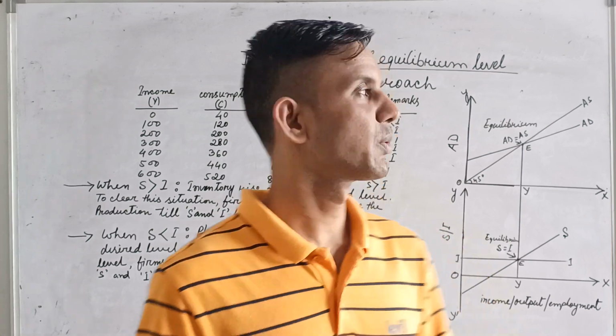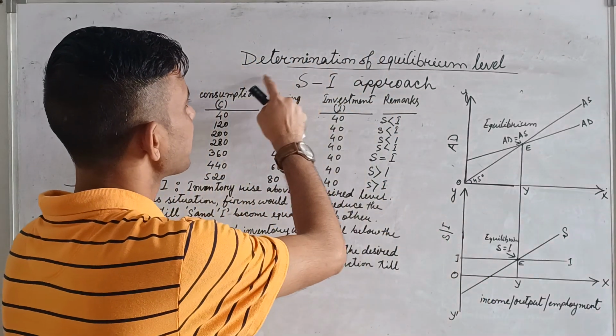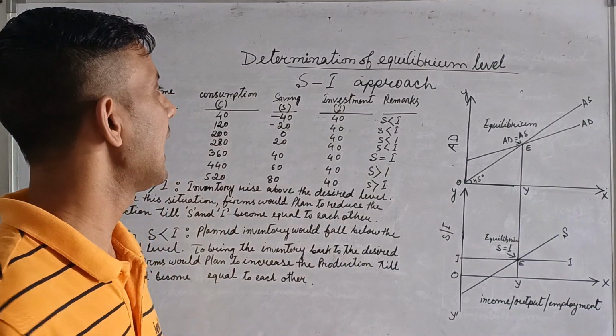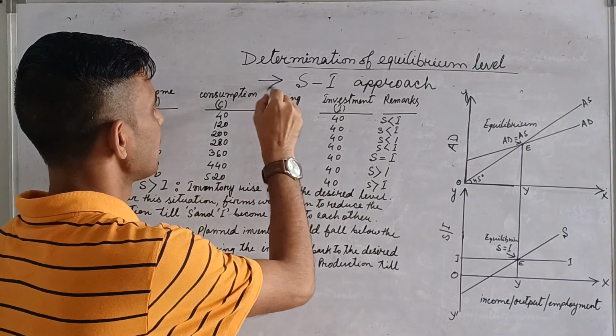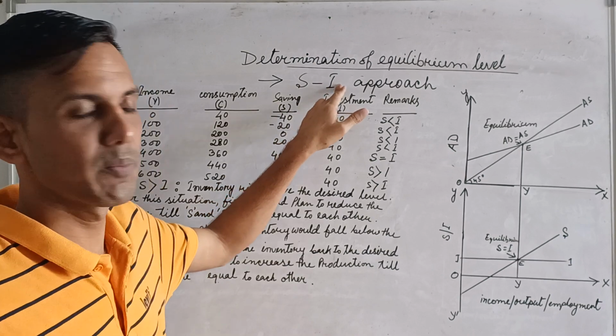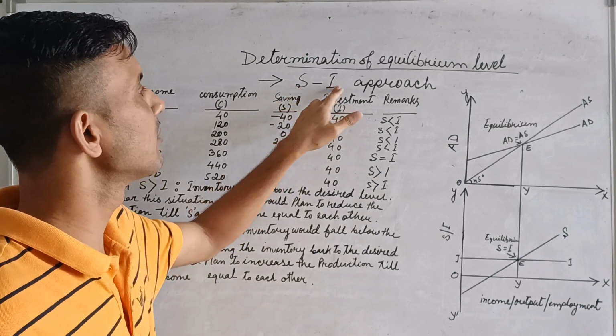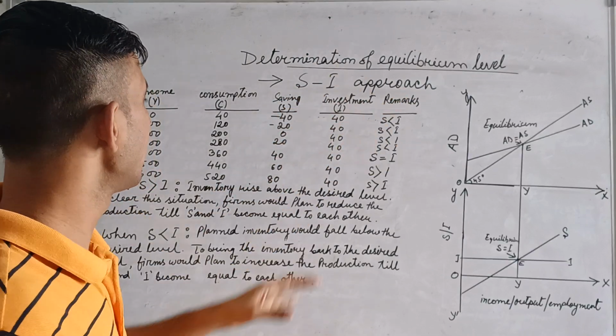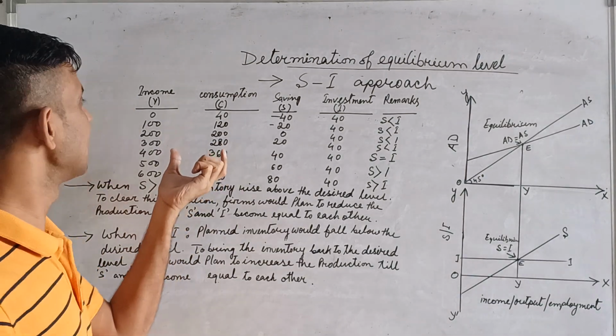Hello students, today we are going to discuss the determination of equilibrium level under the SI approach. What is the SI approach? S for savings and I for investment. It means the savings and investment approach. So here I have already written a table.